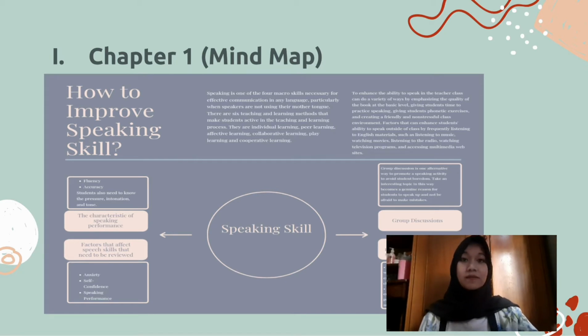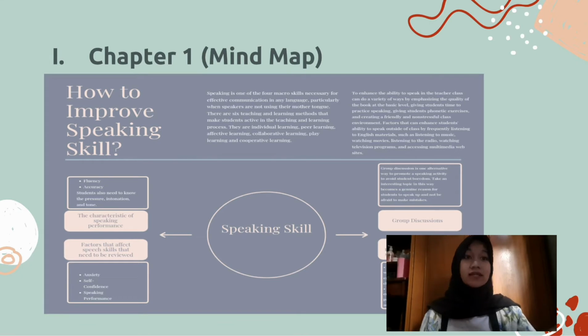And in my mind map, there is also how to improve speaking skill. Speaking is one of the 4 macro skills necessary for effective communication in any language, particularly when speakers are not using their mother tongue. There are 6 teaching and learning methods that make students active in the teaching and learning process. They are individual learning, pair learning, affective learning, collaborative learning, play learning, and cooperative learning.